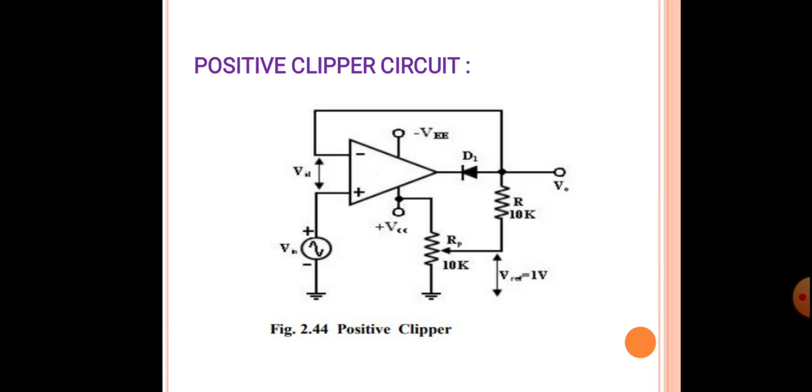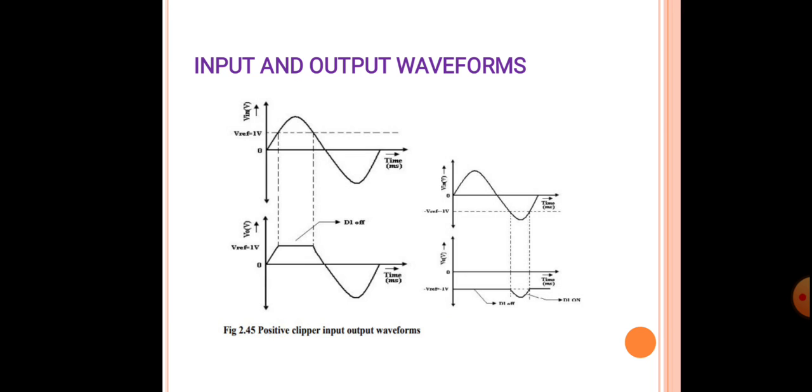So this is the positive clipper circuit as I showed before. Now let us look at the input and output waveforms. On the left side we have input and output. See, the V reference is equal to 1 volt and the input is a sine wave shown here. After it passes through the clipper, the portion above the reference voltage is clipped off and the portion below the reference voltage remains the same.